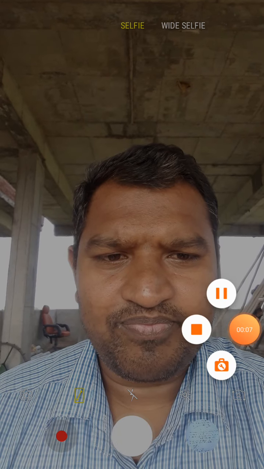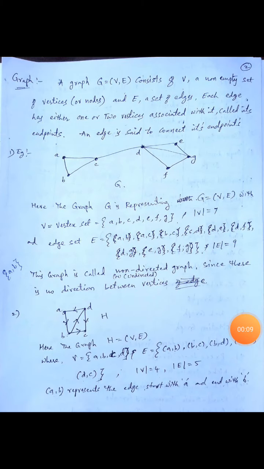Dear students, today we will learn graph theory, the definition of a graph. Now see, a graph theory we are learning here. Now look at this one. So a diagram G is there here.